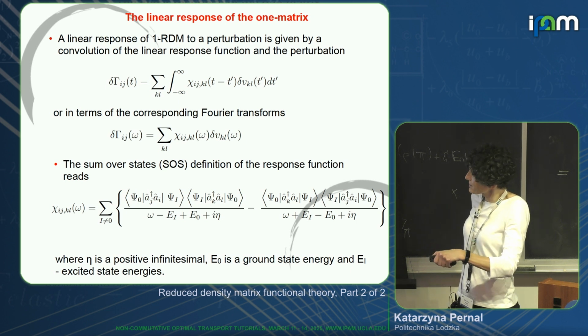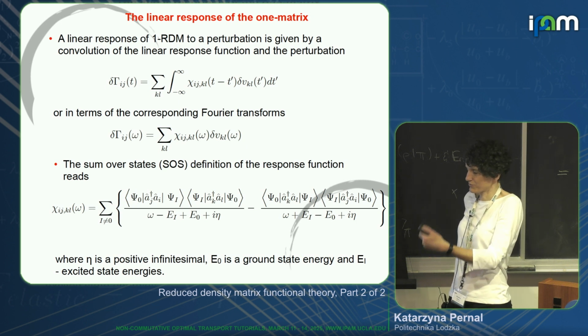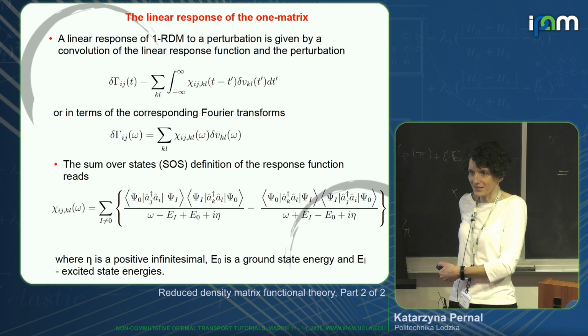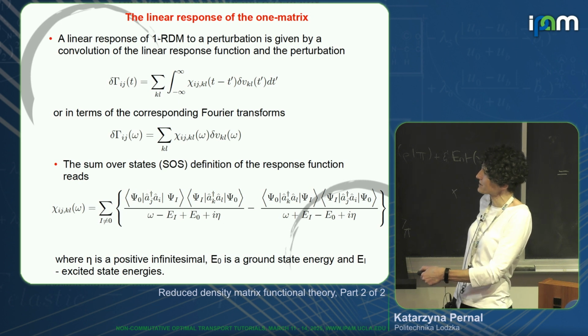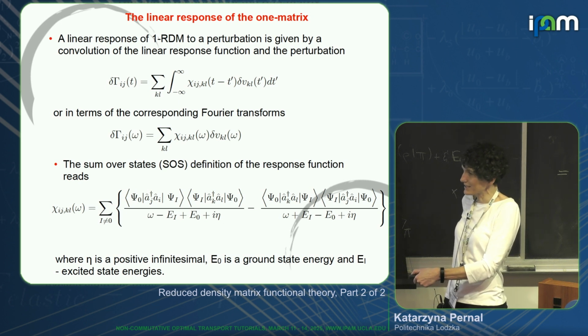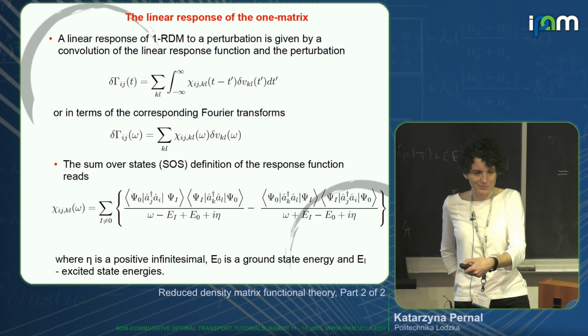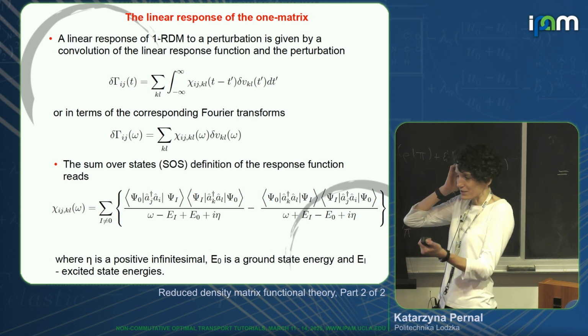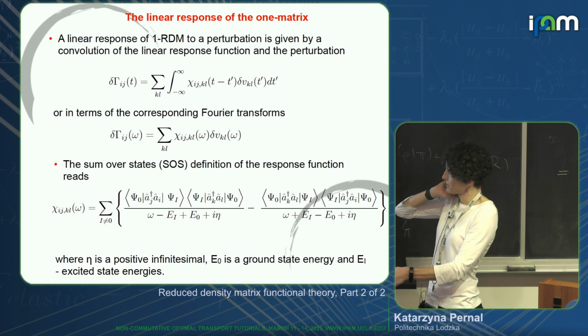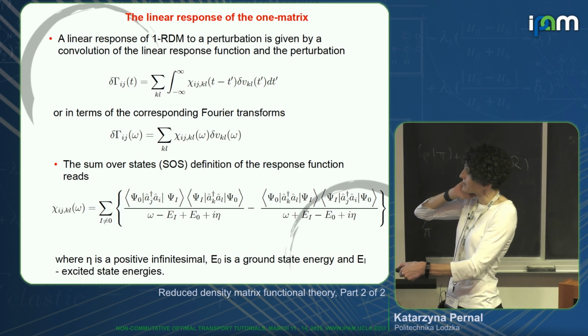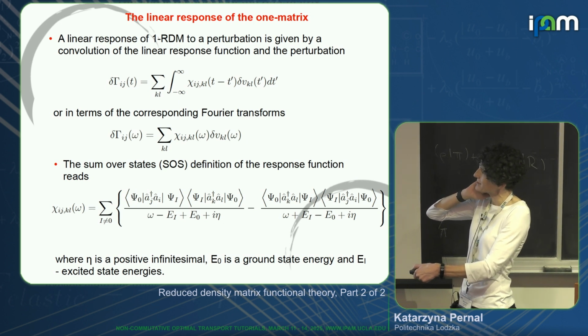But the important thing is that we know what this linear response function is. We can find it easily from time-dependent perturbation theory. If you do it, you see that in the denominators of those two terms we have the frequency of the perturbing potential. We assume there is, for example, a field which oscillates with the frequency omega. So this is related to the perturbation, but we also have the differences of E0 and EI.